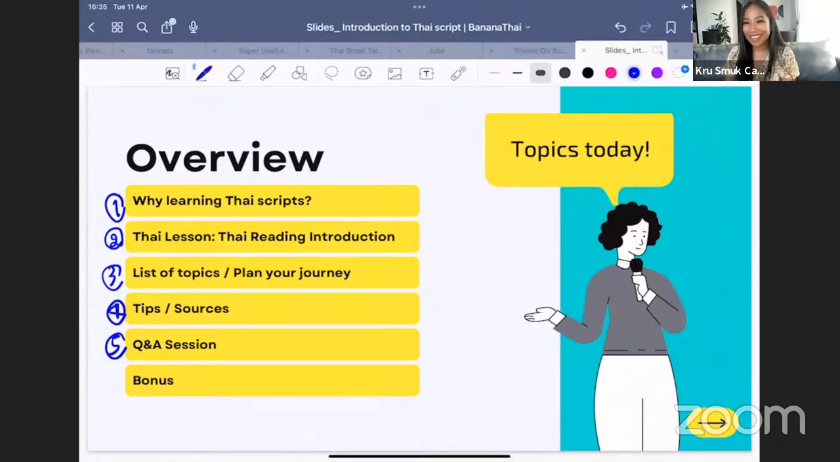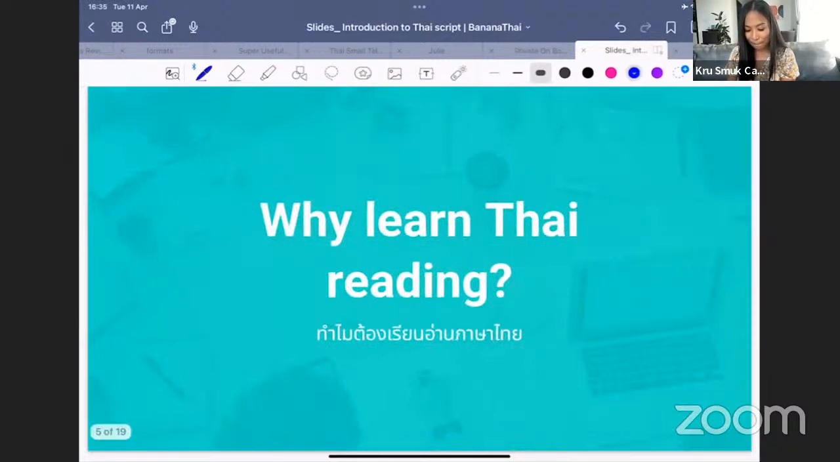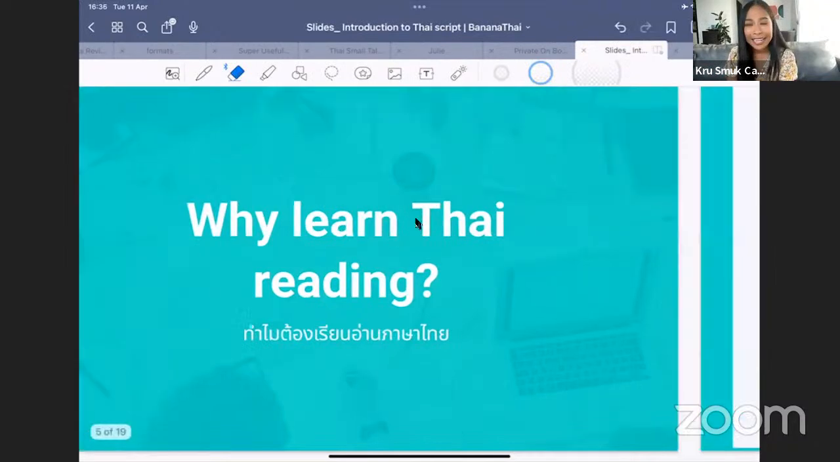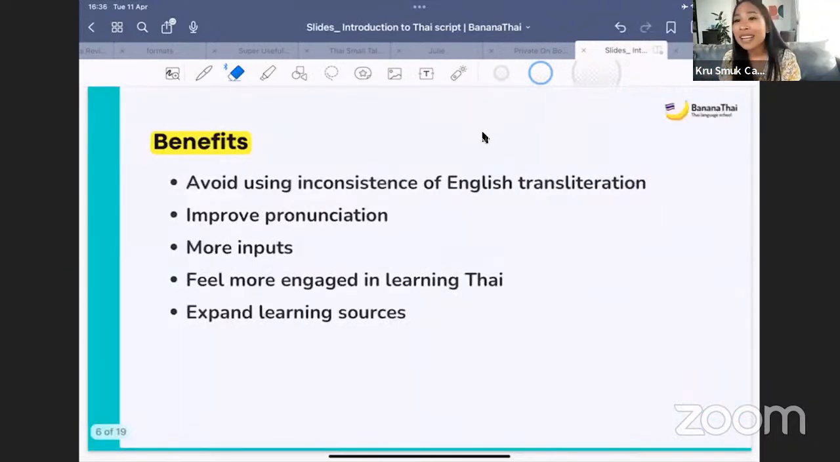So let's get started. Why learn Thai reading? Why do we need to learn Thai? ทำไมต้องเรียนอ่านภาษาไทย? อ่าน is to read. อ่านภาษาไทย is to read Thai. ทำไม? Why? So there are many benefits of learning Thai script. Well, before I go through all of these benefits, I want to answer one question that I think many of you have.